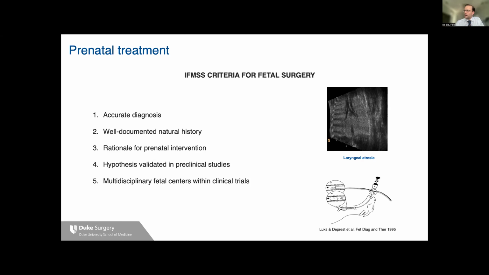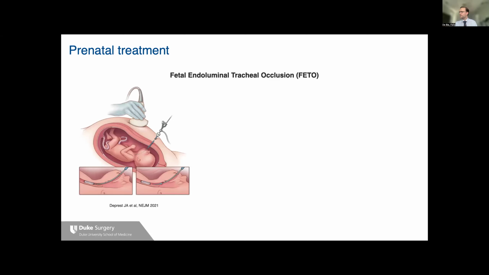So that was then trialed in sheep, in which CDH was created surgically. The hypothesis was validated in preclinical models. And then the last thing, the criteria that they established was that these kinds of procedures need to happen within the boundaries of clinical trials at fetal centers of excellence that are highly multidisciplinary.